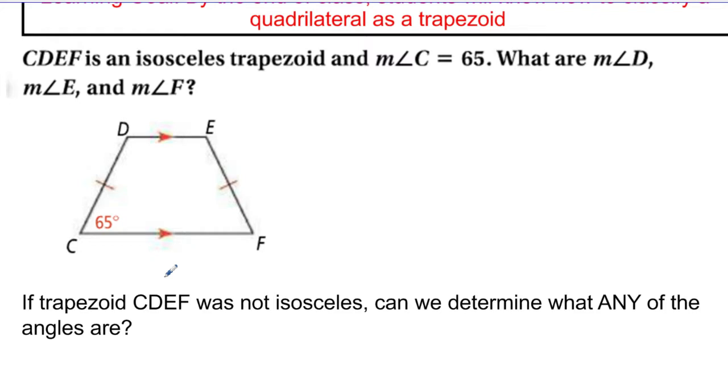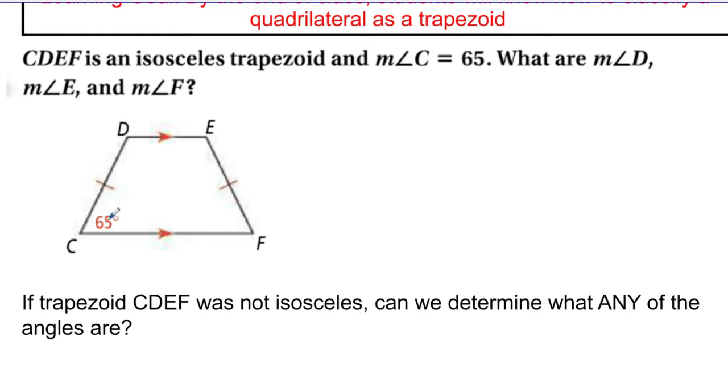They're saying angle C is 65 degrees, and they're claiming that we should be able to find all of the rest of the angles. Okay? So let's start off by using the property that we just talked about. That theorem said in an isosceles trapezoid, pairs of base angles are equal to each other.